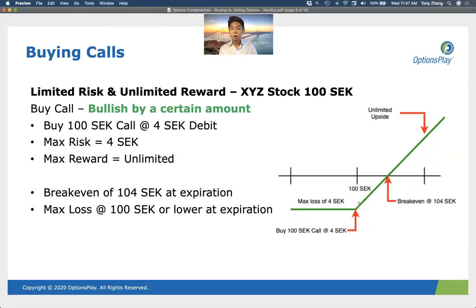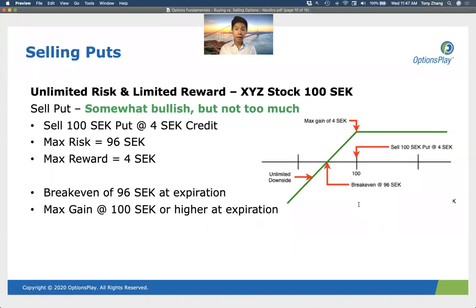Okay, so now let's talk about the other bullish strategy, which is selling a put option. On the surface, it doesn't look particularly attractive. I'm going to use the same example, stock XYZ trading at 100 crowns, a stock that I think is going to go higher in the future. So what you're going to learn is that selling a put option is also an alternative bullish strategy.